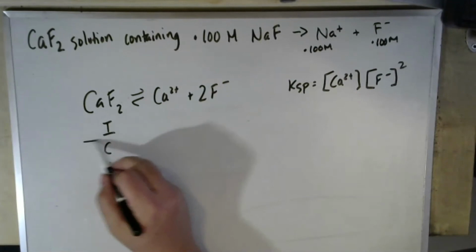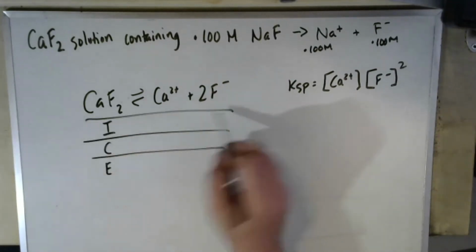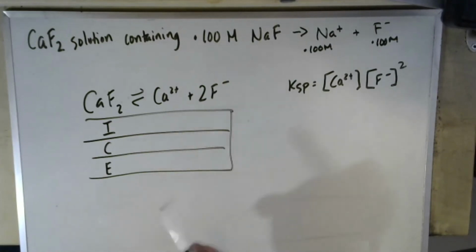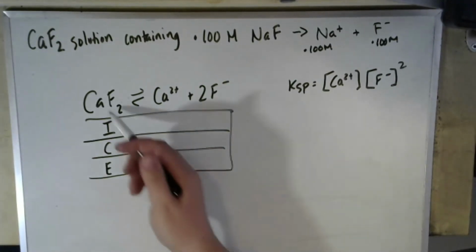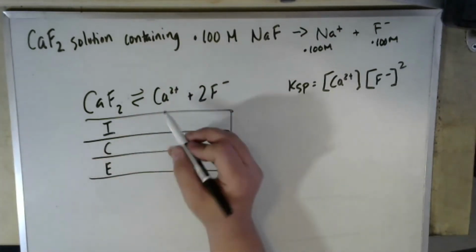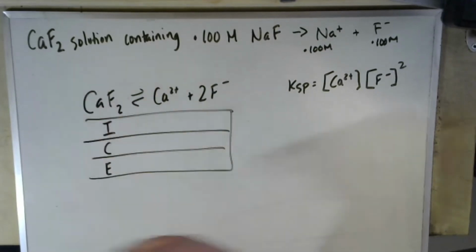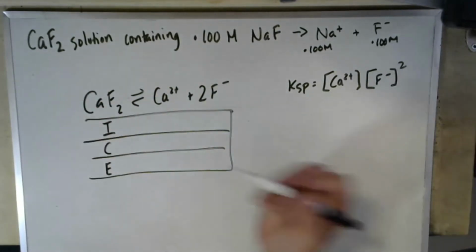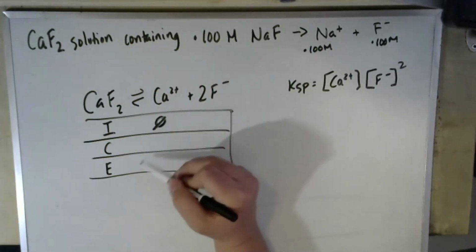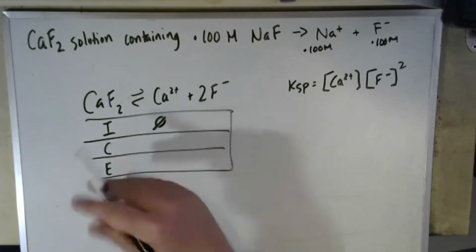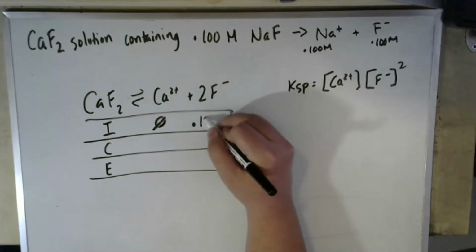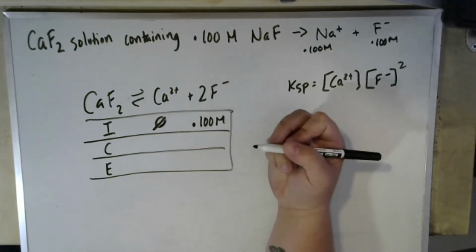So when we were looking at the previous examples and we were doing our initial rows here, we didn't have anything to fill in here because we didn't have any initial components. We only had whatever the compound was we were looking at. But in this solution, we have the CaF2 and these fluoride ions. Okay, so I didn't have any calcium ions initially, right? There's no extra source of calcium. But initially in my solution, there's 0.1 molar fluoride ions.